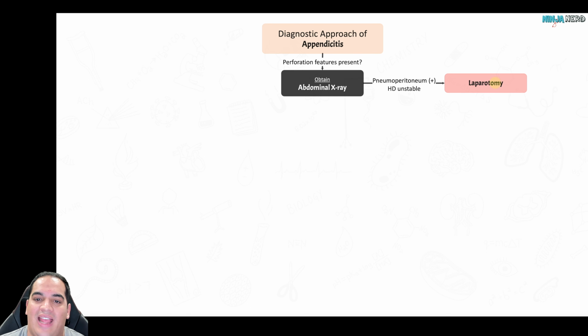Now, if they have no perforation features, no pneumoperitoneum, and they're hemodynamically stable, well, then I have time and I can start working this patient up. So what I'll do is I'll get one of two studies.